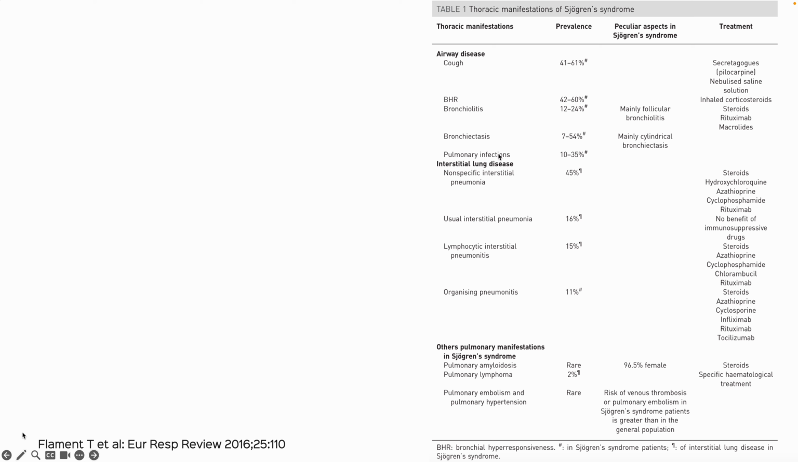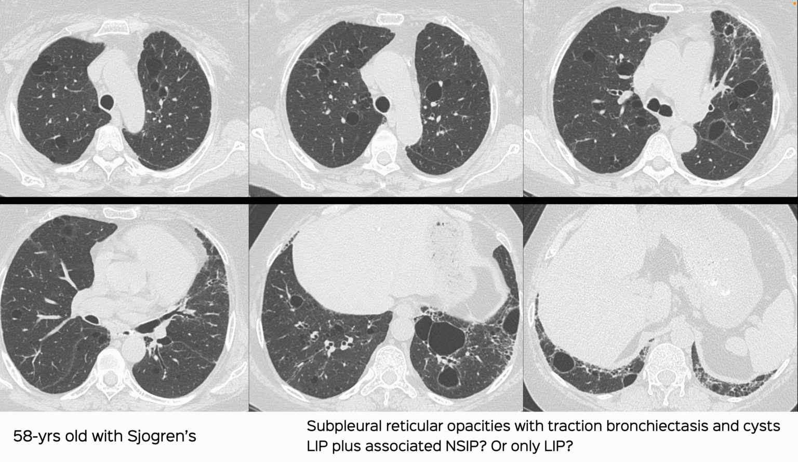You also can get bronchiectasis and infections, and then here we have amyloidosis and lymphoma being complications. Now here's another patient with Sjogren's, has all these cysts, so we know we're dealing with LIP. You also have reticular opacities, traction bronchiectasis, but without cysts, we would have said this is a fibrotic NSIP pattern.